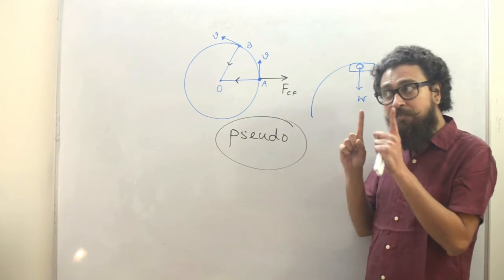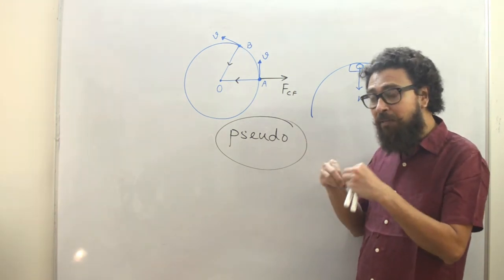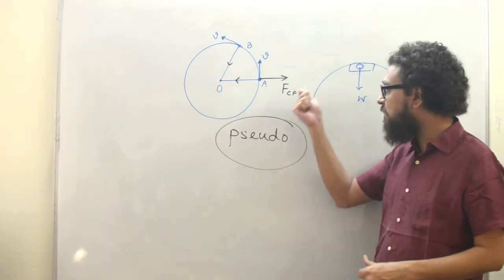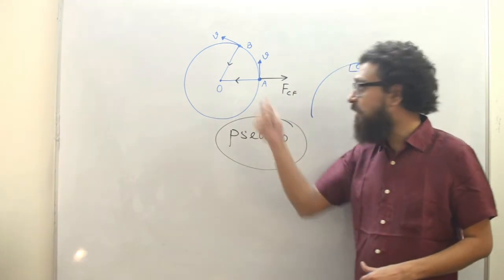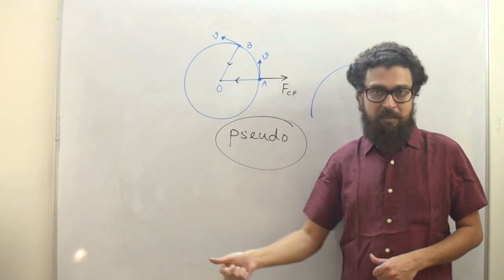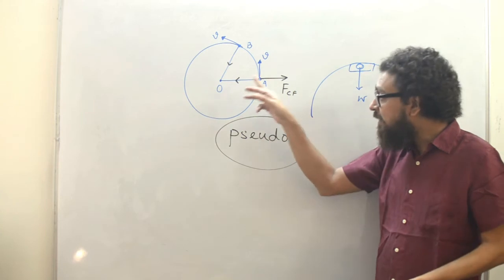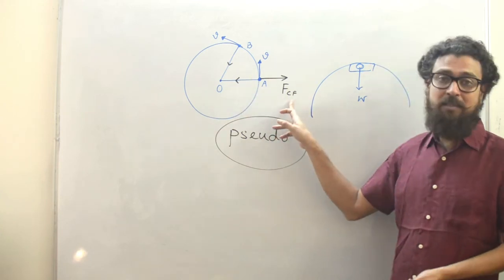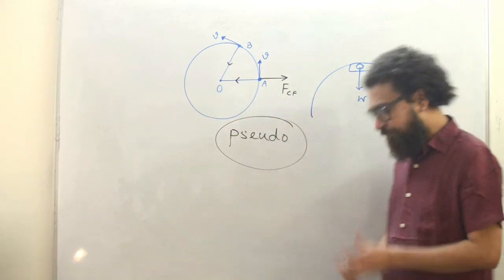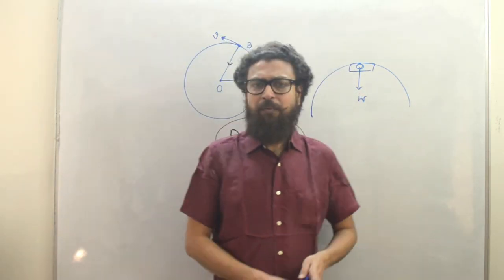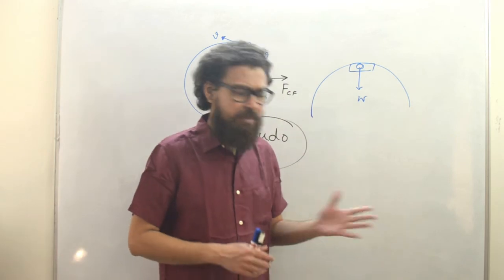You see, we observe the system, but when we become part of the system, then this pseudo force comes. Since there is a centripetal acceleration, this won't come just like that. This exists, that's why this exists. Please remember this.